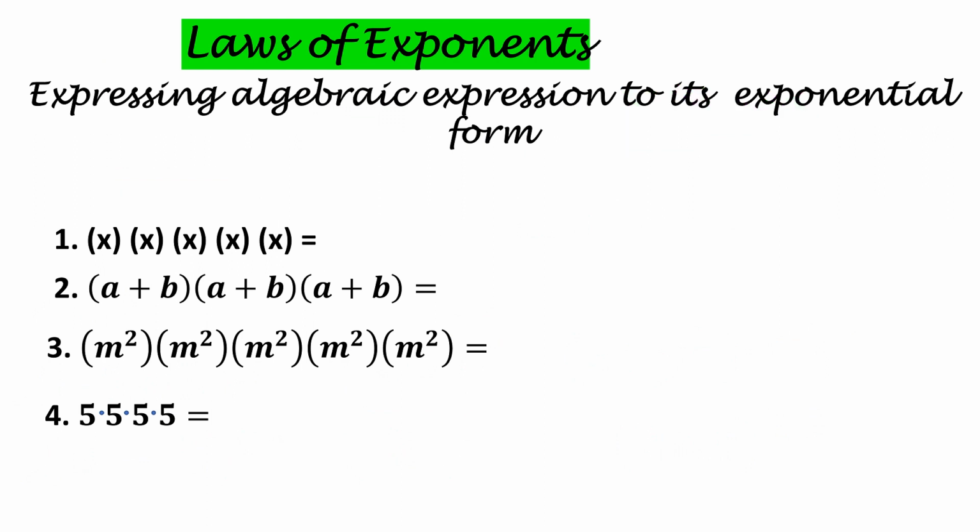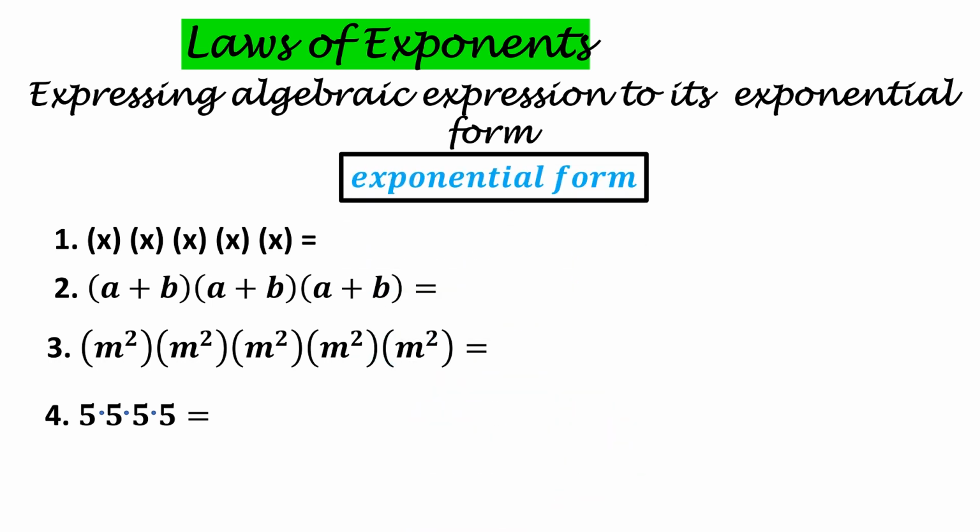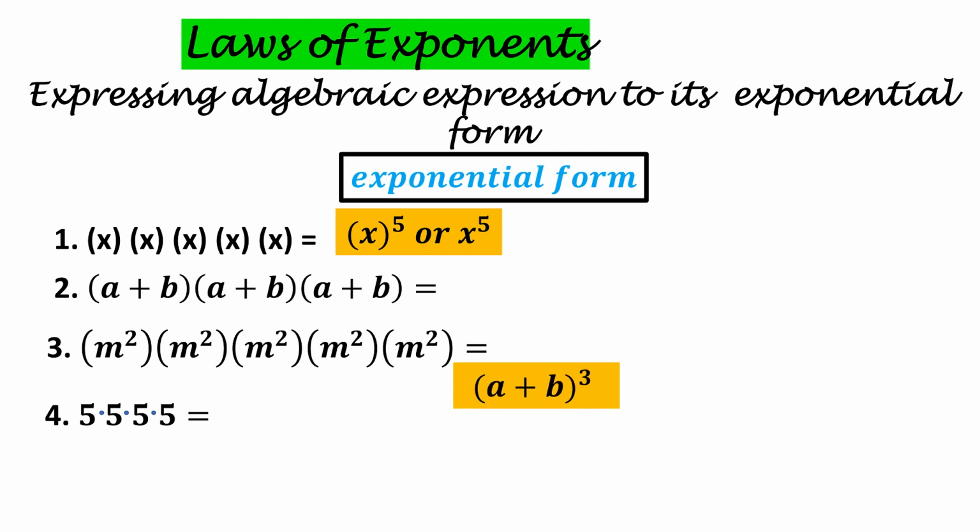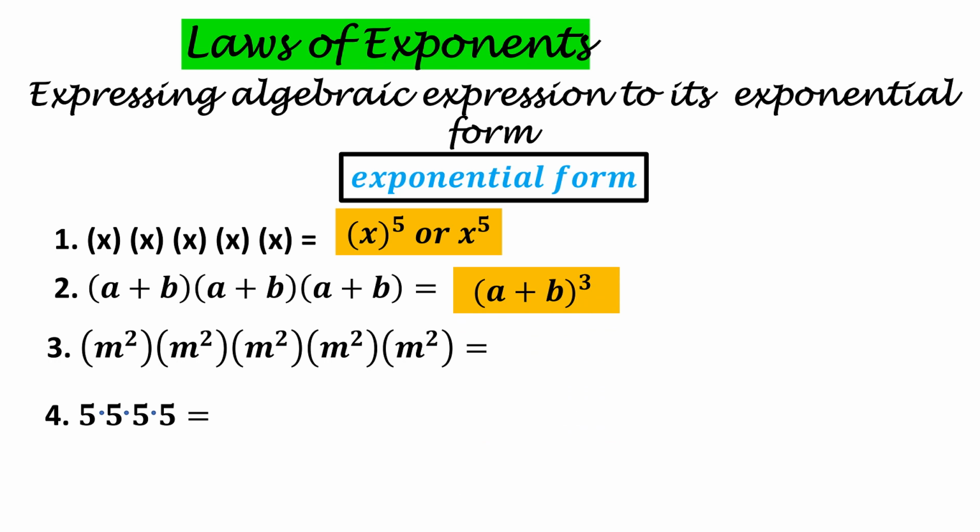Let us explore the following expressions and see how each expression is expressed in its exponential form. Number one, that is now the quantity x to the power of 5, or it could be written as x to the power of 5. Number two, it's the quantity a plus b to the power of 3, because a plus b is a common base and is being used as a factor 3 times.